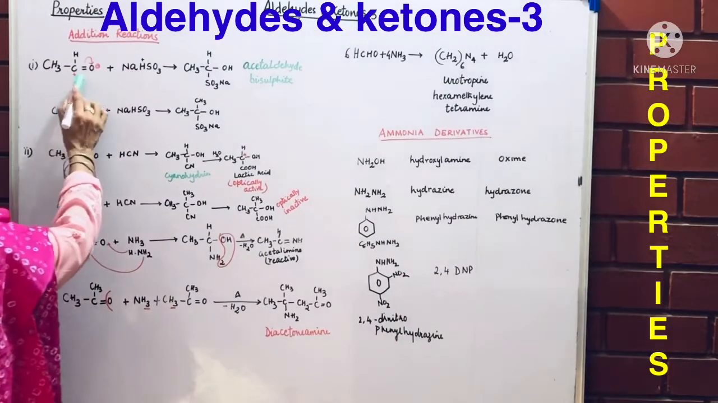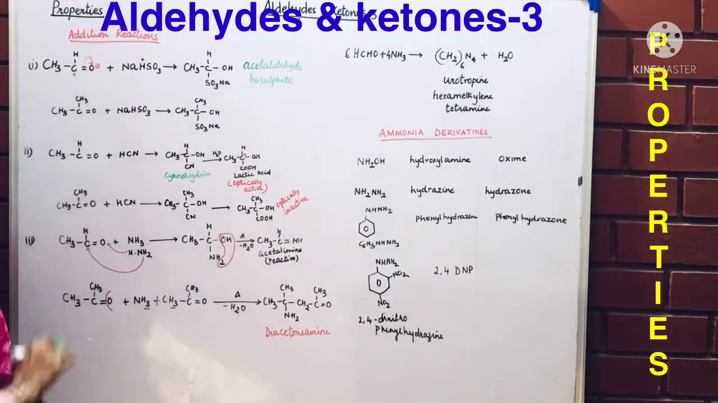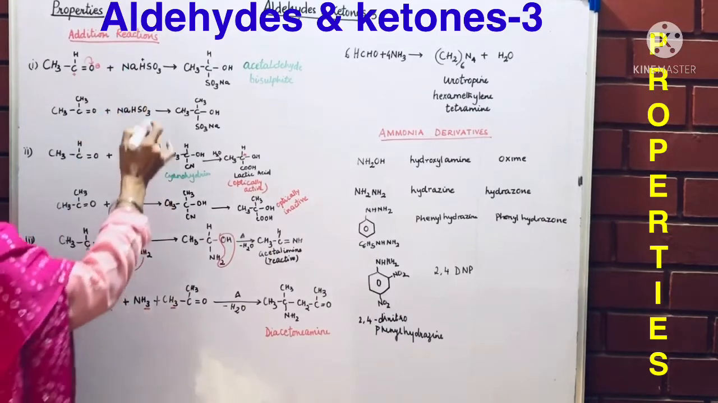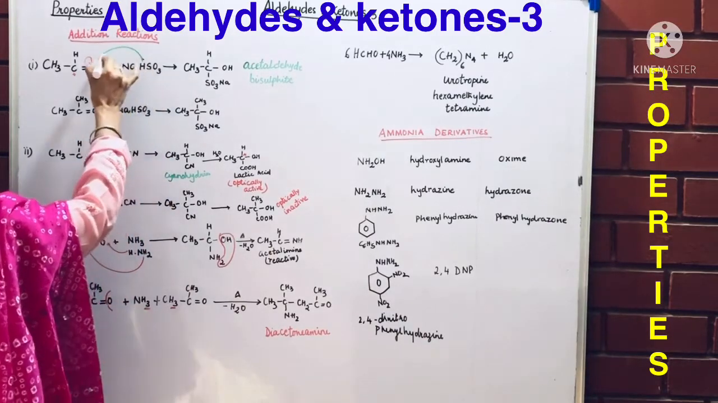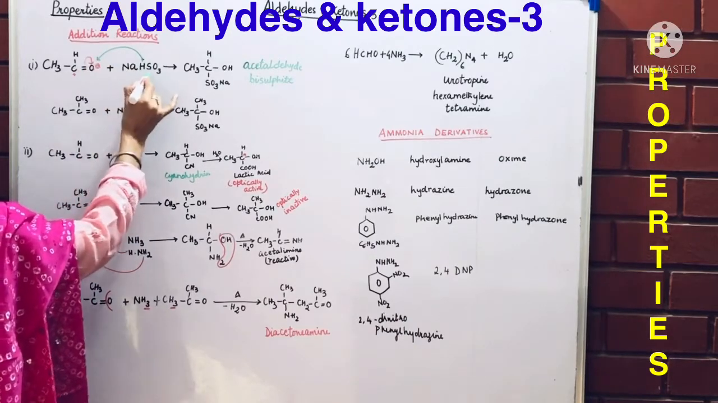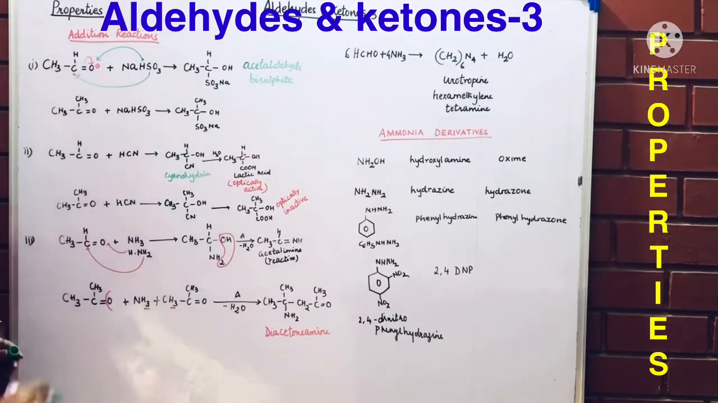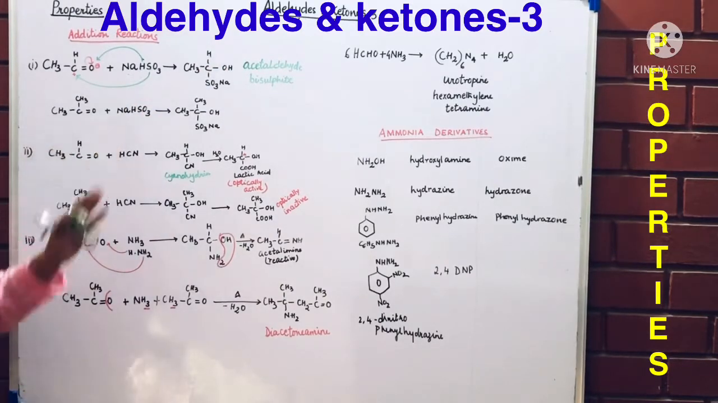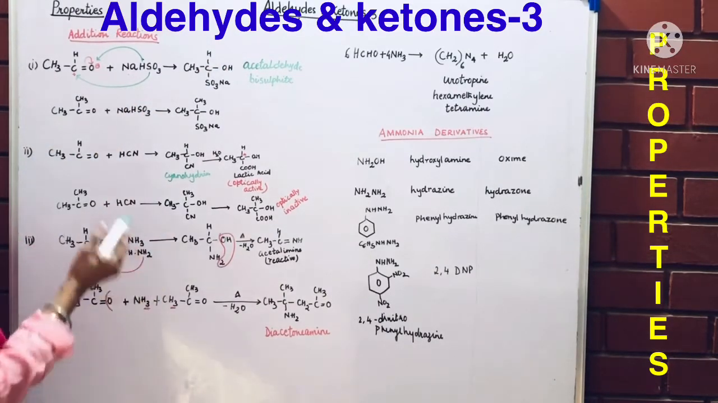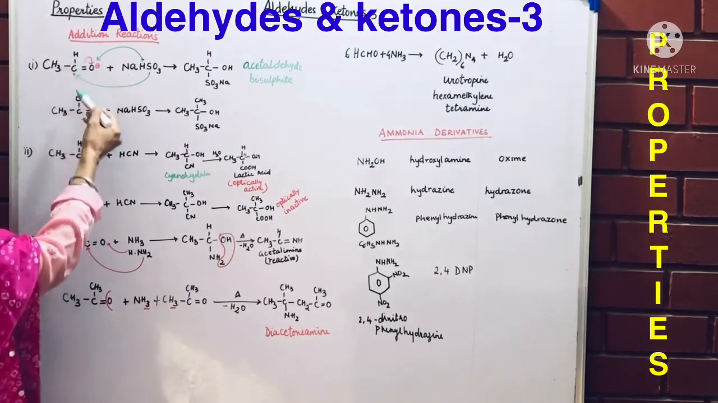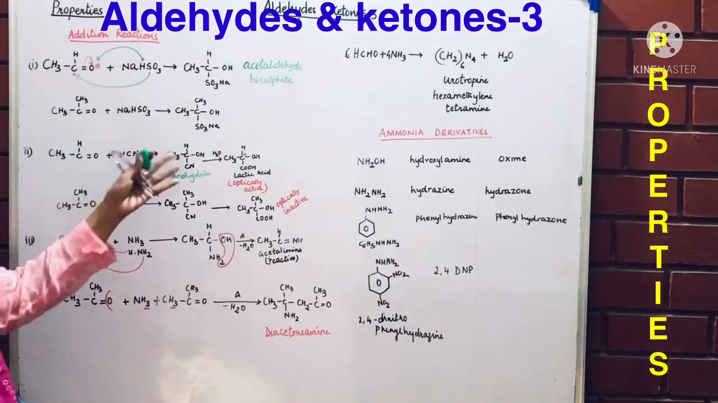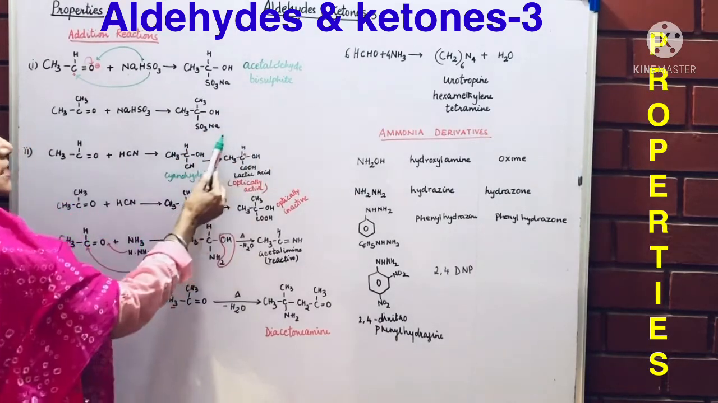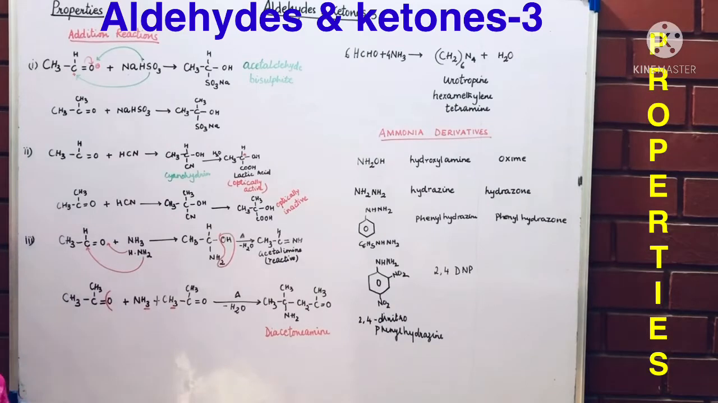So in the carbonyl group, carbon is positive, oxygen is negative. So reactions take place when they are doing addition reaction. H is positive, so it comes here, and SO3Na comes here. So CH3COH, SO3Na. Similarly, in case of ketones, same reaction, the difference is only CH3 at these places, otherwise the product is same. So this is acetaldehyde bisulfite, and this becomes acetone bisulfite.